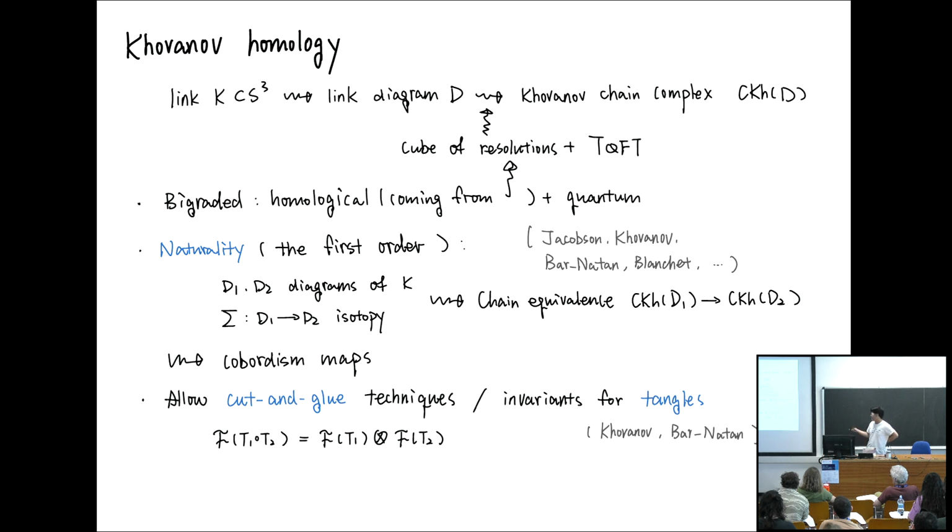And the last thing I want to mention is that it allows a tangle invariant, due to Khovanov and Bar-Natan independently. That basically allows you to do the computation at a very local level and then glue the pieces back together to get the desired result at the level of link homology.